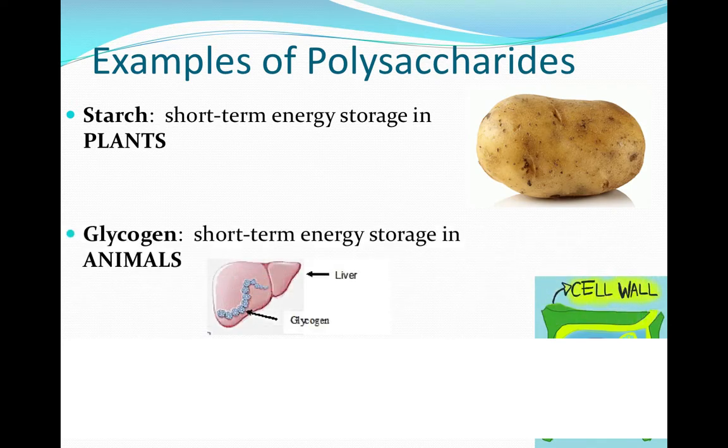Next we're going to talk about glycogen. Glycogen is very similar to starch in that it also is short-term energy storage, but it's short-term energy storage in animals. So I put a picture of a liver here. Go ahead in your notes where it says, why did Miss Shell put a picture of an animal's liver with glycogen? Go ahead and answer that now. Why did I put a picture of a liver? The major difference between starch and glycogen is that one is found in plants and one is found in animals. Starch is found in plants, glycogen is found in animals.